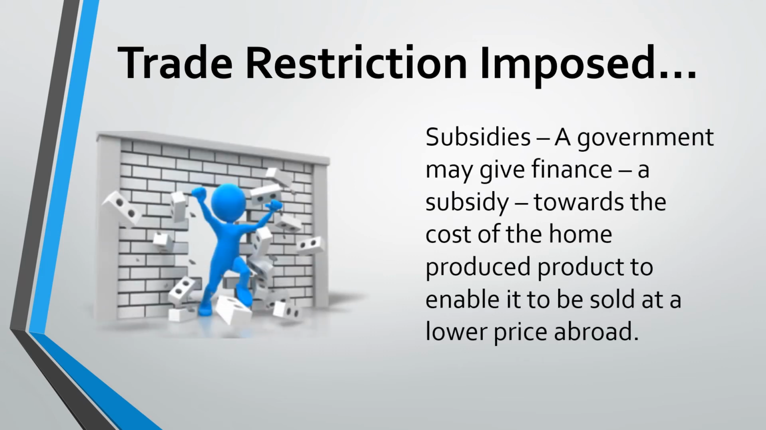so there are basically two types of subsidies. But before I get into that, let's really look at what a subsidy is. A subsidy is basically an amount of money or some sort of financial assistance that the government gives towards the cost of home produced products to enable it to be sold at a lower price. And that's what a subsidy is. So this is the first thing the government does to assist us. They provide us with a subsidy.